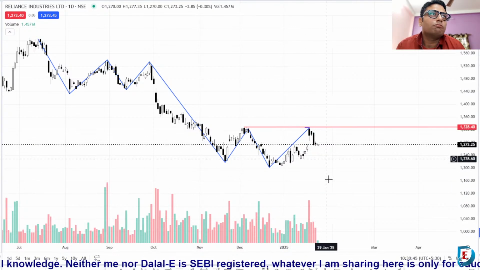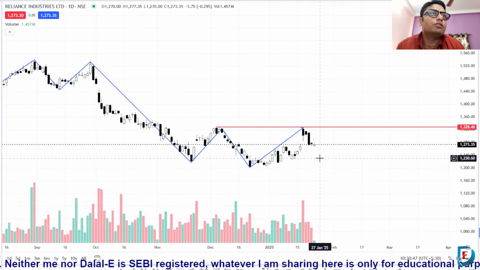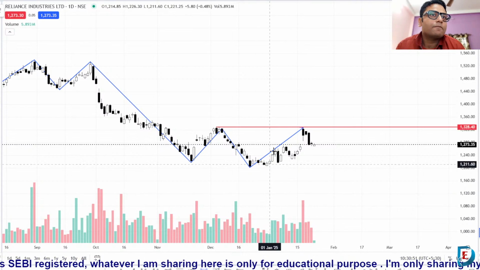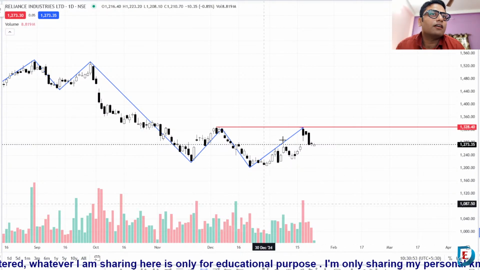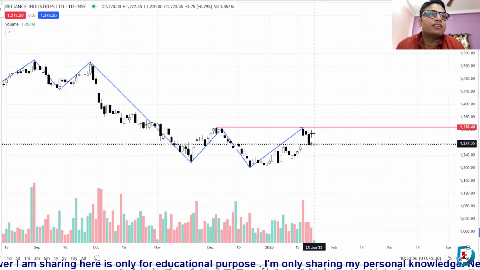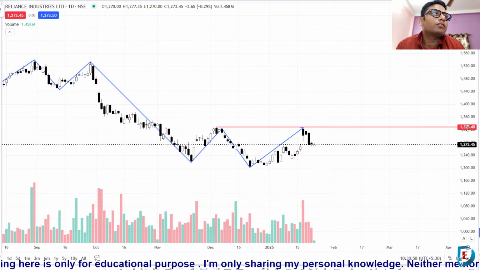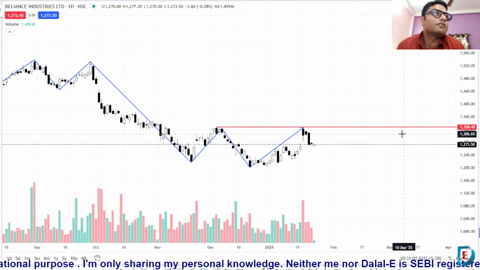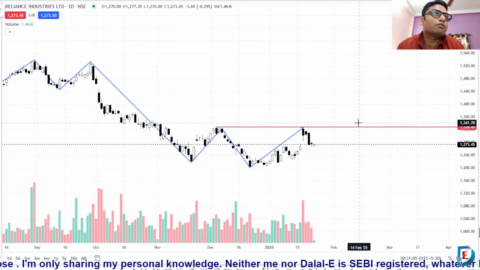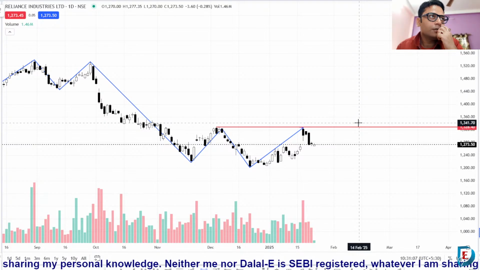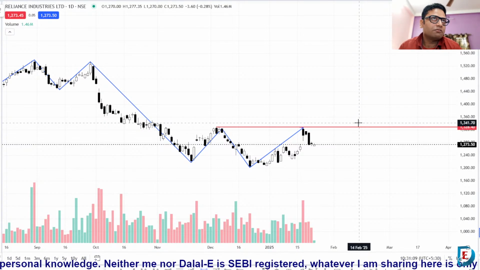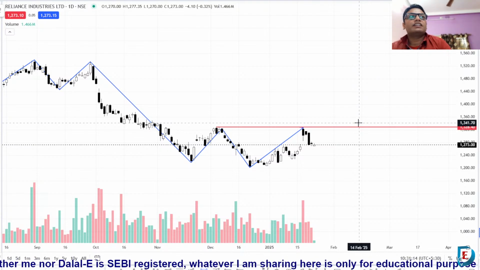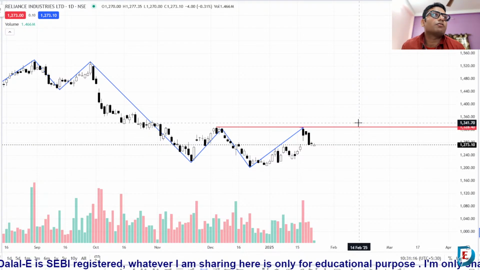Now what? We will do nothing right now. If price sustains above this level here, 1328, if price sustains above this level, daily closing is required, and after the daily closing, price must stay above this level for minimum 1 day or 2 days. So then we will get the confirmation that price has already sustained.